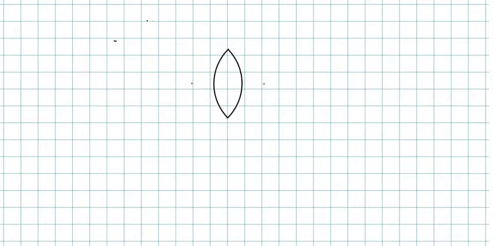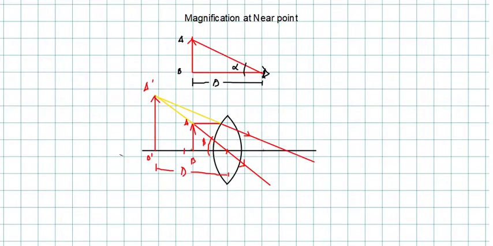Then the angular magnification M will be written as tan beta by tan alpha. This is the angle subtended by the image at the eye to the angle subtended by the object at the eye. Now, what is tan beta? Let us go back to the diagram. Tan beta would be A prime B prime by D, and we can also write this as AB by D, because the angles are similar.